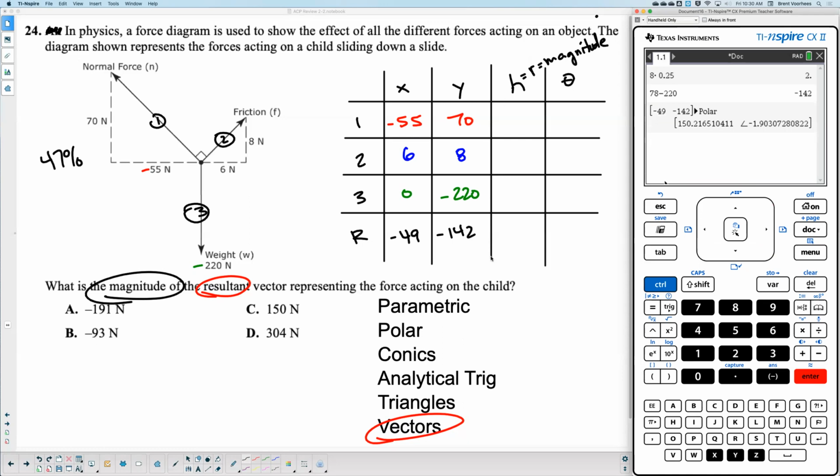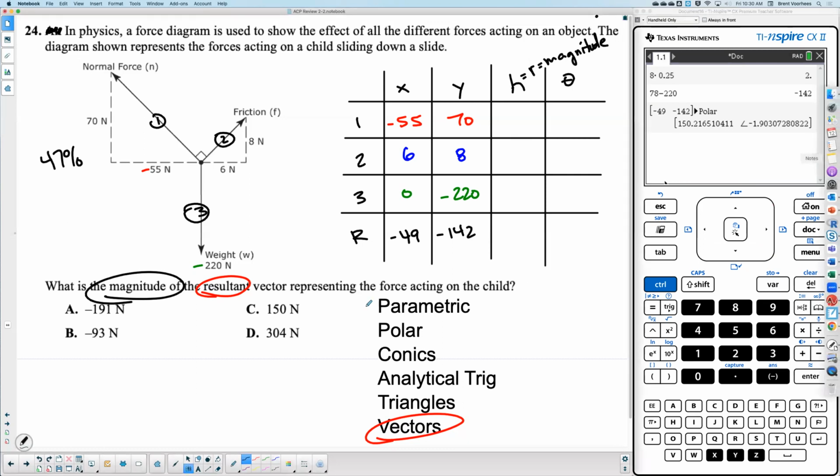By the way, if you ever forgot this, just remember your formulas. You can always solve. X squared plus Y squared equals H squared. Now we'll give you H as well. I'm getting 150.2 and an angle of negative 1.9 radians. So the answer is C.